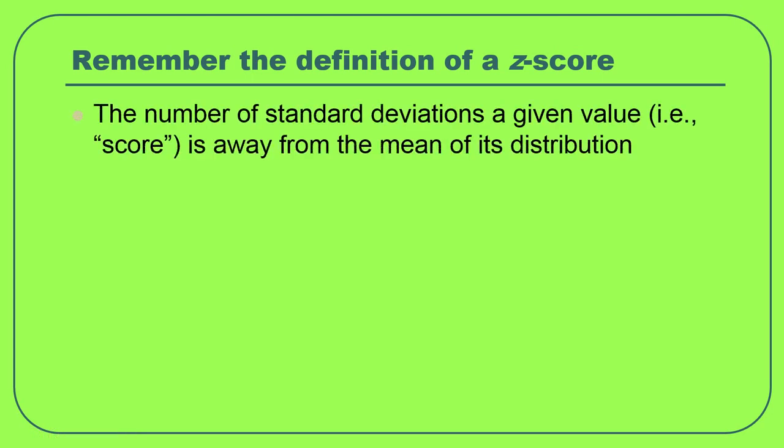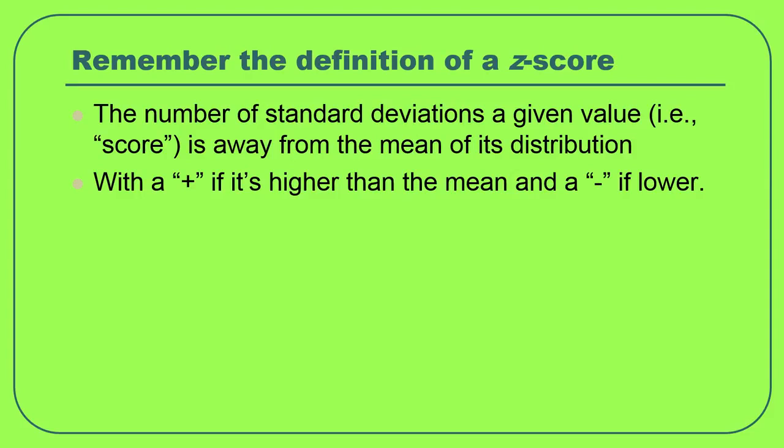The definition of a z-score is the number of standard deviations any given value or a score is deviated from or away from the mean of its distribution. So it's just deviations expressed in numbers of standard deviations. So what's the deviation of this score from the mean? Well, how many standard deviations is that? That's all this is. If there's a plus, then that means that we've decided that that score is higher than the mean. If there's a minus, it's lower than the mean.